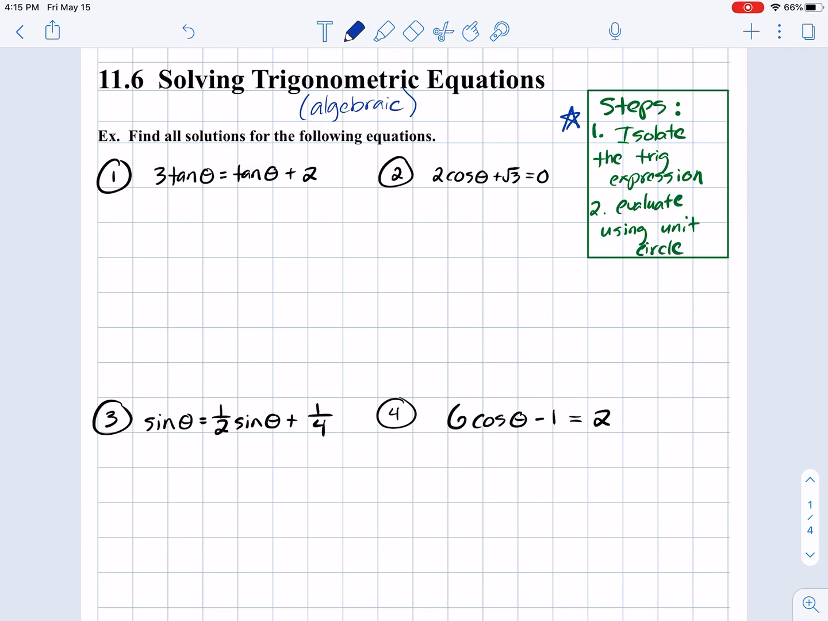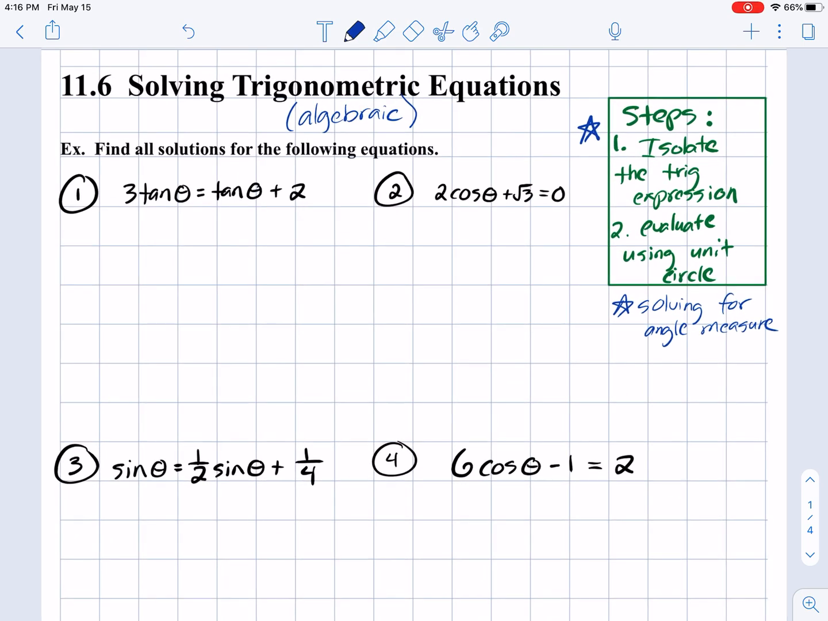We're solving for theta, and remember theta is an angle measure, so let me put that down here. Solving for an angle measure. And because it's an equation, you can always plug it back in to check when we are done. That's something we'll probably do on a couple of these, okay?